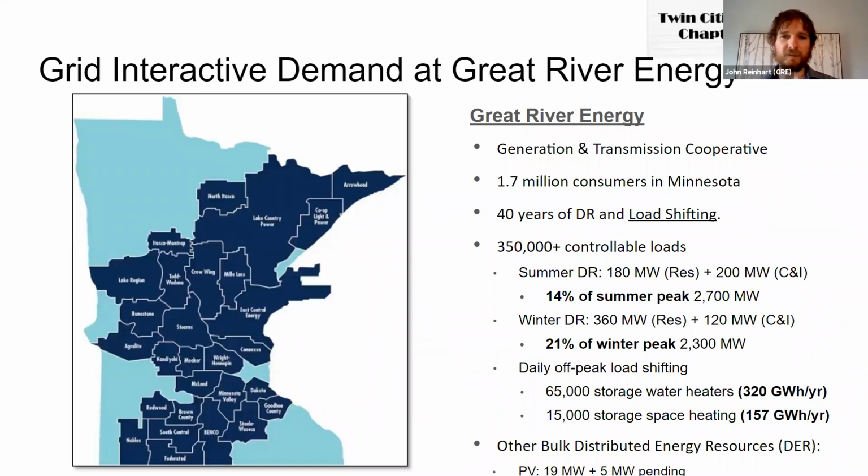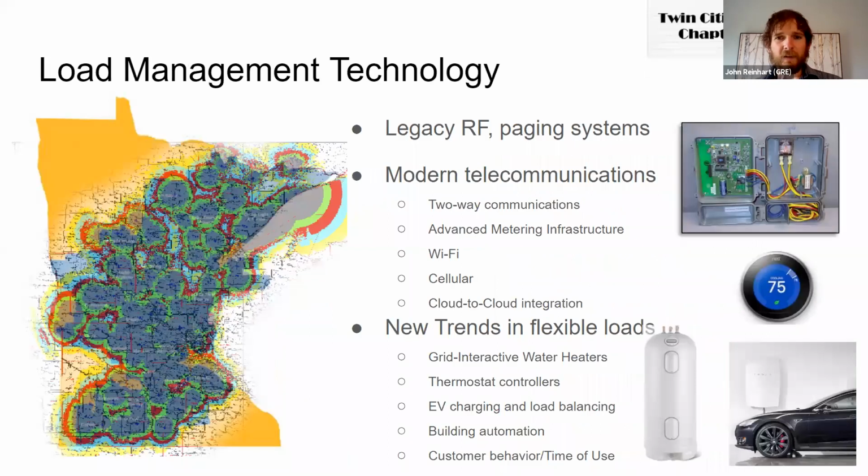Ben, if you would advance to the next slide, please. The load management technology that we're used to working with at the utility, there's a legacy radio frequency system, sort of a paging one-way system. And on the left is an overlay of our service territory and several of our transmitter towers and sort of a radio propagation coverage map. We've been using this system to communicate with all those different types of loads that I mentioned in the previous slide.